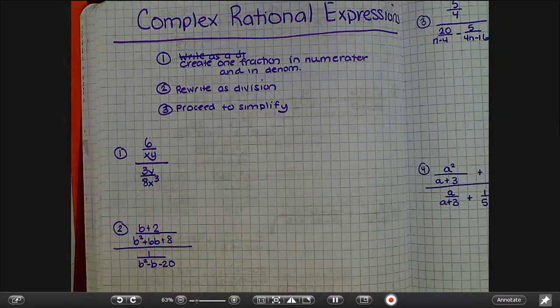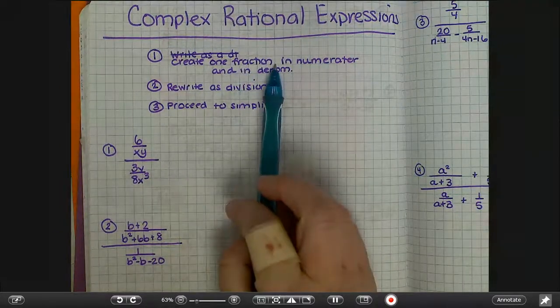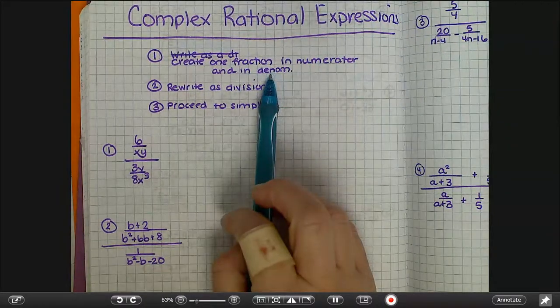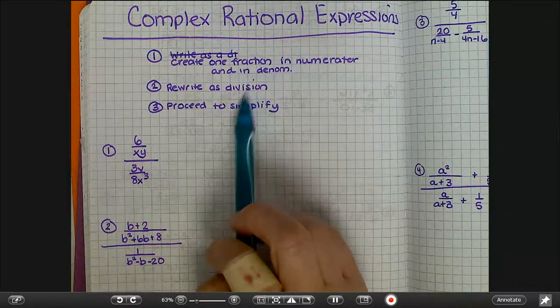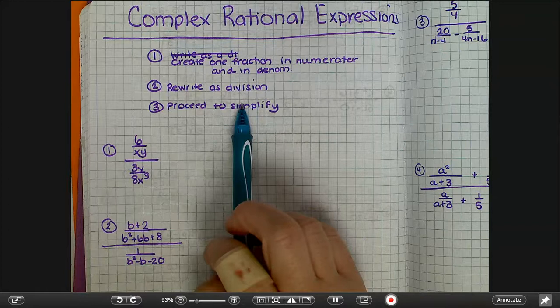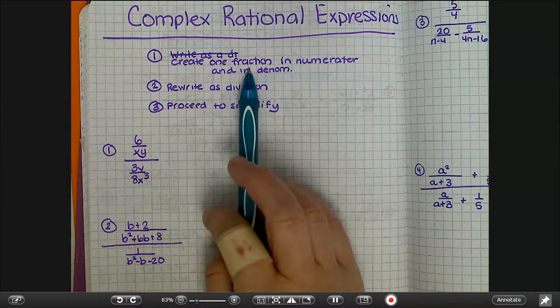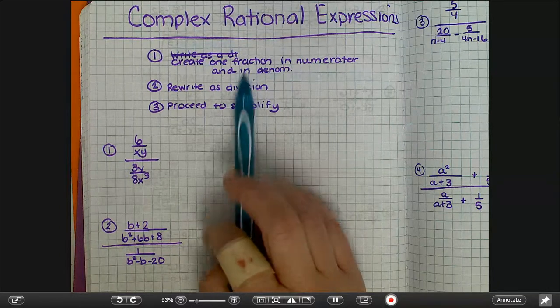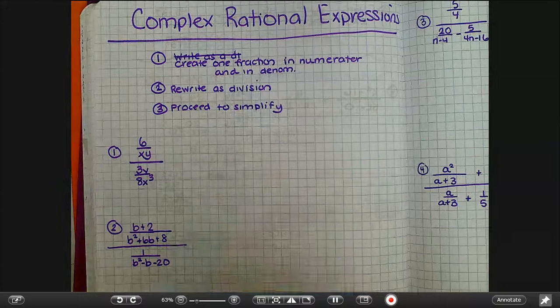So the first thing that I would recommend doing is create one fraction in the numerator and one in the denominator if you have multiple. Rewrite the problem as division, and then simplify. The thing is that I think sometimes I rewrite as division first and then create the fractions. But I do understand why a lot of people suggest this way, so we're gonna go with that way.